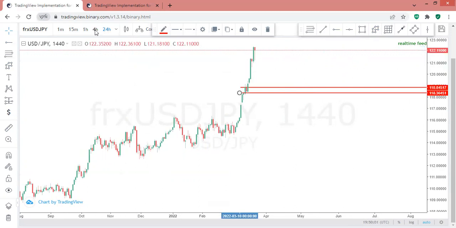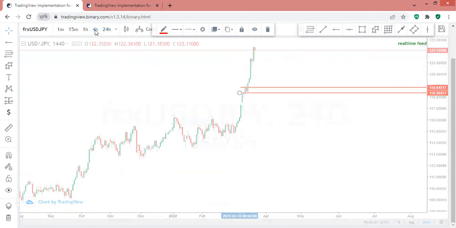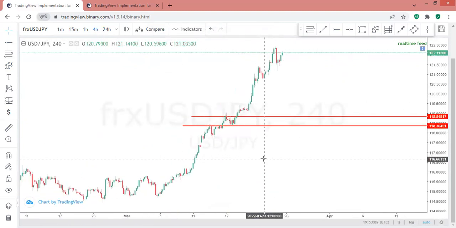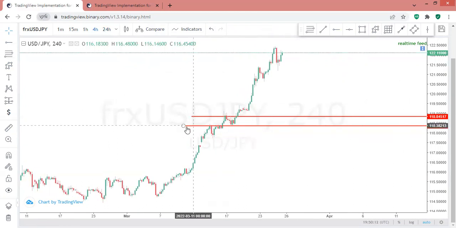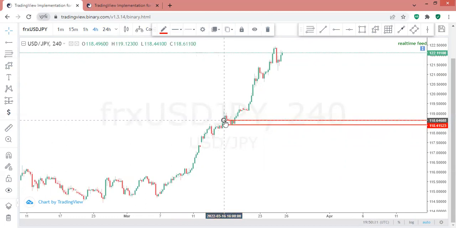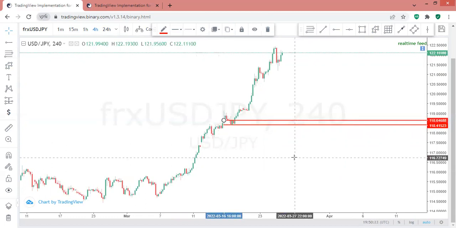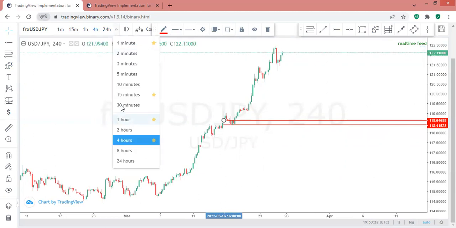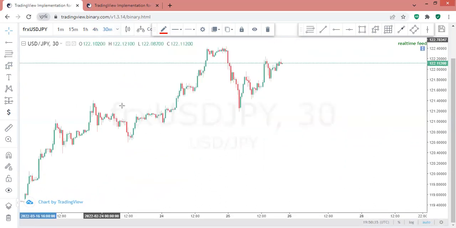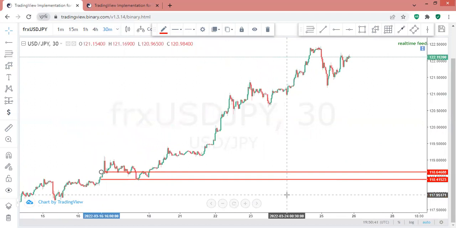So let me go to 4 hours time frame. Okay, this is the 4 hours time frame. You see that on 4 hours, we can still reduce that level. You see, it's smaller and smaller. So let me go to 30 minutes. Okay, my 30 minutes will be down there. Look at it, my 30 minutes is down there.